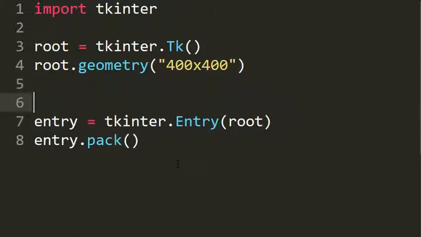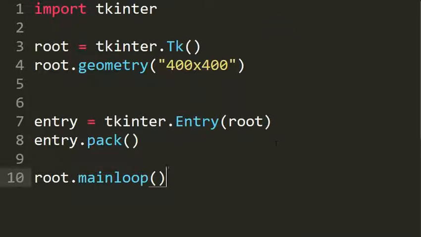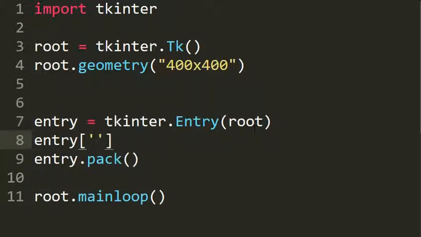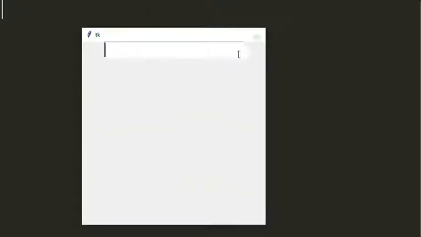Okay, now the entry. Let's do the main loop, and this is our window here. This is our entry. Now it's a little bit tiny, so let's give the entry the font equal Arial, let's say 20, and you see that it is bigger here.